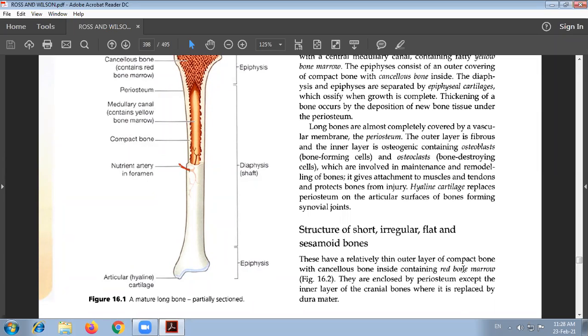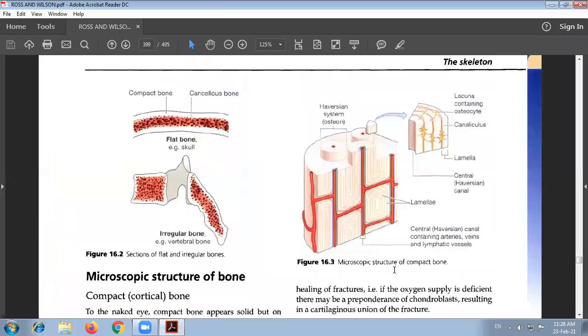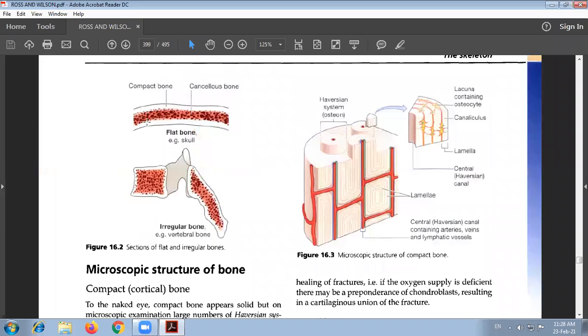They are enclosed by periosteum and internally have red bone marrow present in those bones. So here you can see the flat bone which is present in our skull, which has a compact bone, but the layer is very thin compared to that of the long bone. And inside it, it has a cancellous bone containing the red bone marrow.